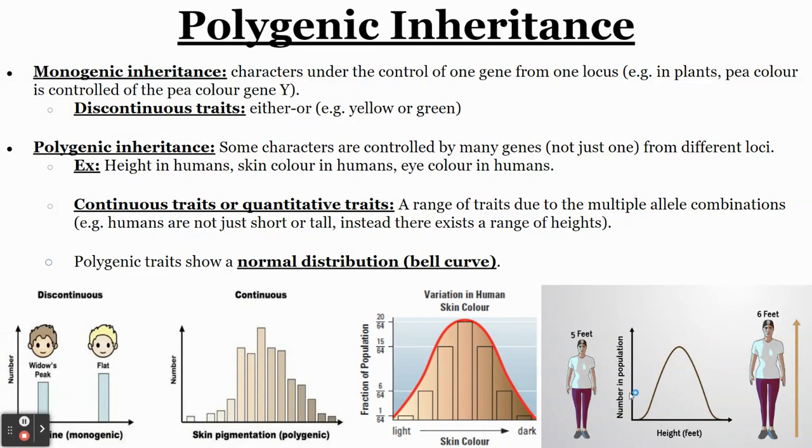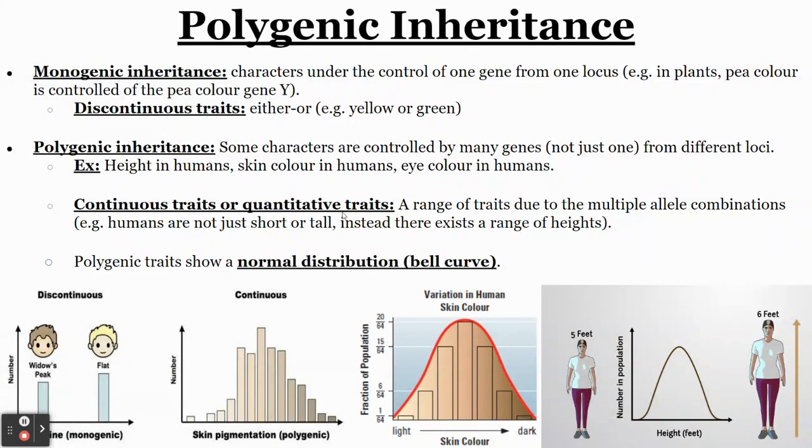Here you can see the same idea, a normal distribution or bell curve for height. And so you can see very few people are in the very short end. Very few people are in the very tall end. Most of them are in the in-between area here. Whereas the monogenic characteristics, the discontinuous ones, they don't have that bell curve like you would see here. They have more of there's either this or that. So widow's peak or no widow's peak, and that's about it.